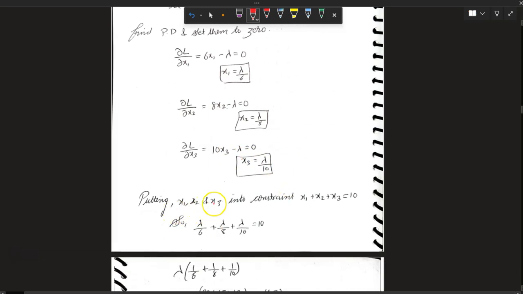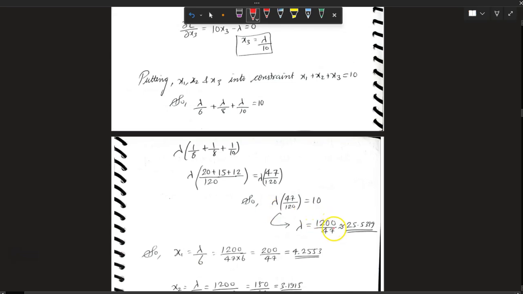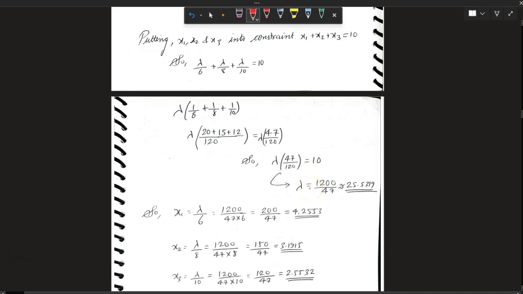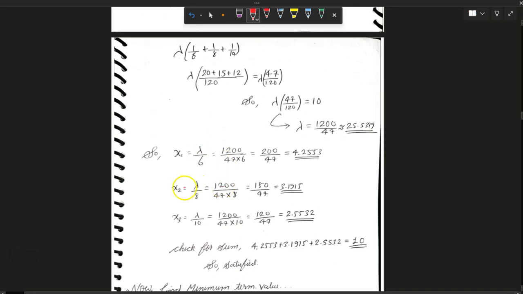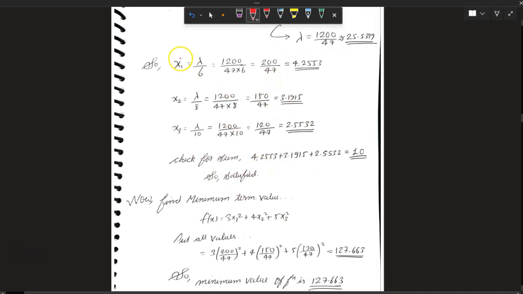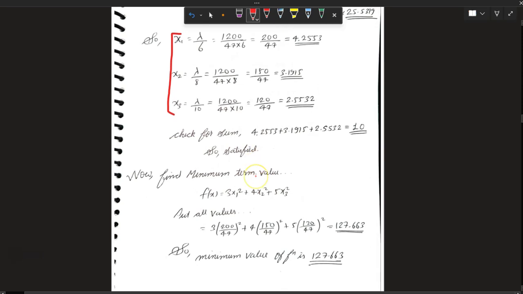Okay, so putting x1, x2, x3 into the constraint, which is given x1 plus x2 plus x3 is equal to 10, you will get lambda is equal to 25.5319. Once you get the value of lambda, you can find the value of x1 because x1 is equal to lambda by 6. Similarly, you find the value of x2, x3 and check for the sum. If this sum is equal to 10, then the constraint is satisfied, that is x1 plus x2 plus x3 is equal to 10. So it is satisfied.